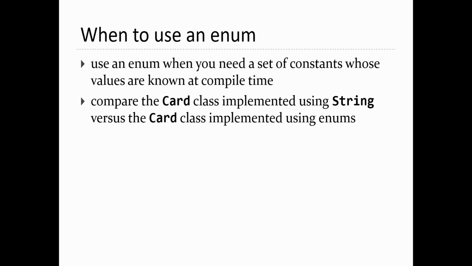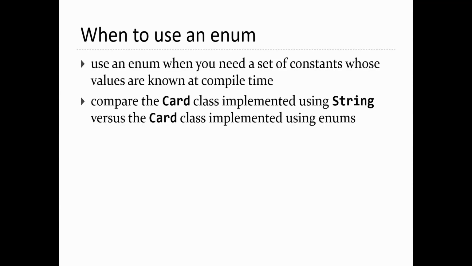Furthermore, going from a string to an enumeration is straightforward. So you can still provide a constructor that takes in strings. You just use the valueOf method to try to convert that to an appropriate rank, and you just use valueOf to convert that to an appropriate suit. And that's nice and easy.